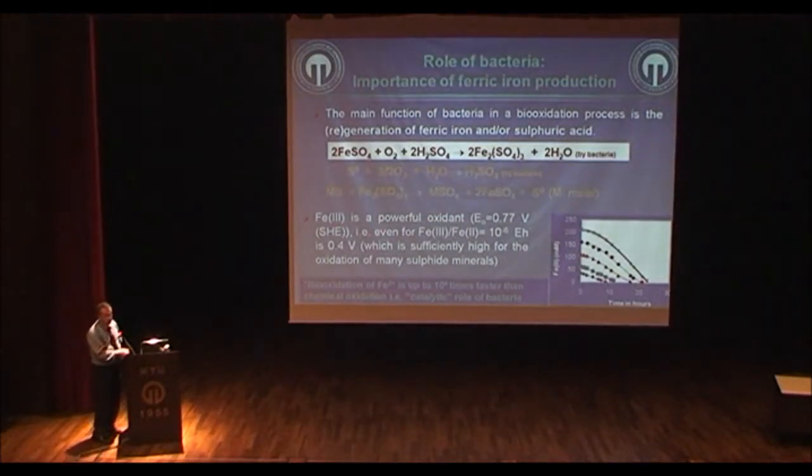Ferric iron is a powerful oxidant with a reduction potential of around 0.77 volt, which means it can theoretically oxidize almost all known sulfides, even when only a small quantity of ferric iron is present in solution. This reaction is essentially a chemical reaction, but in the presence of bacteria it can be accelerated up to a million times. That's why it is called the catalytic effect of bacteria.